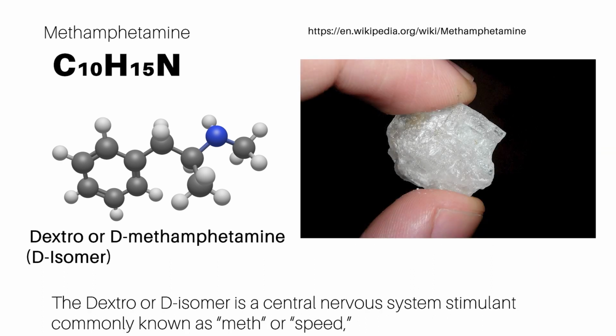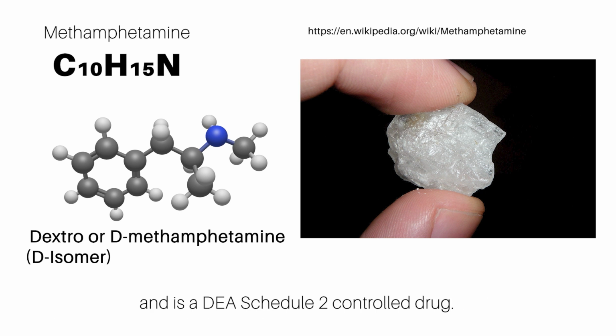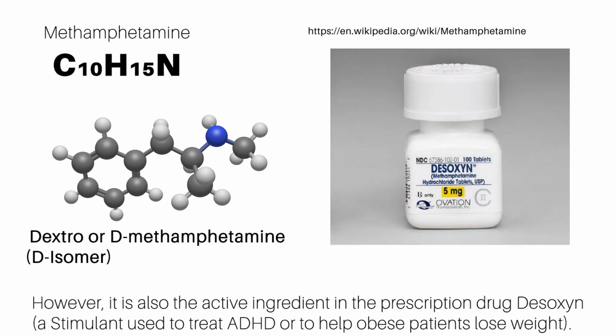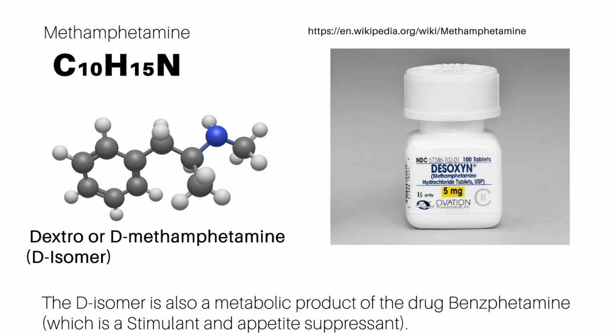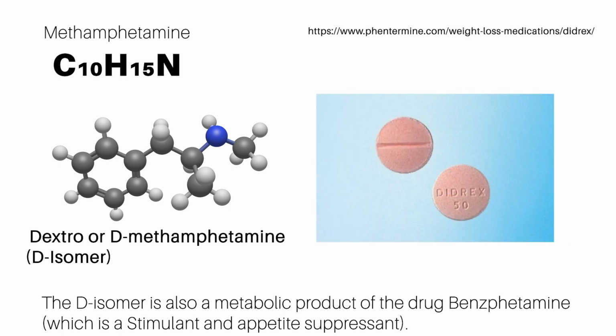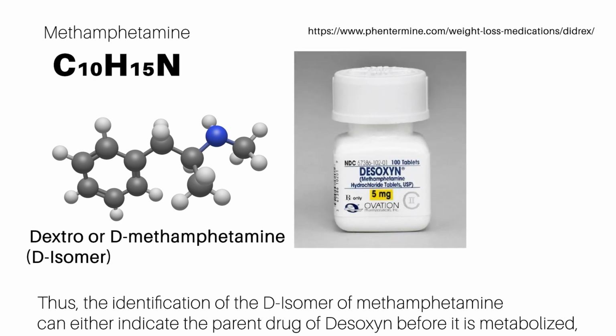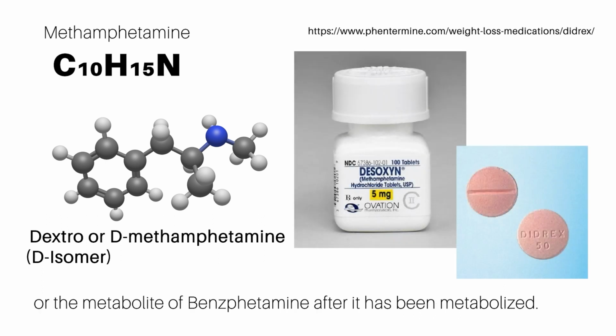The dextro or D isomer is a central nervous system stimulant commonly known as meth or speed, and is a DEA Schedule II controlled drug. However, it is also the active ingredient in the prescription drug Desoxyn, a stimulant used to treat ADHD, or to help obese patients lose weight. The D isomer is also a metabolic product of the drug benzphetamine, which is a stimulant and appetite suppressant. Thus, the identification of the D isomer of methamphetamine can either indicate the parent drug of Desoxyn before it is metabolized, or the metabolite of benzphetamine after it has been metabolized.